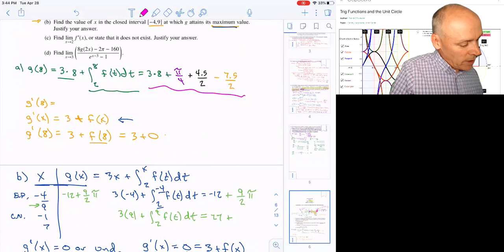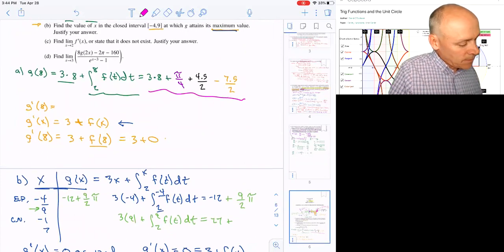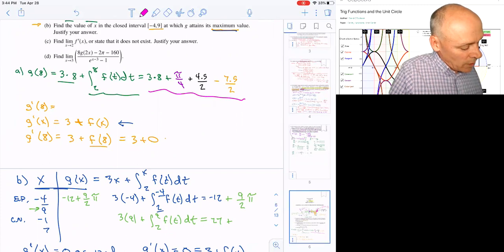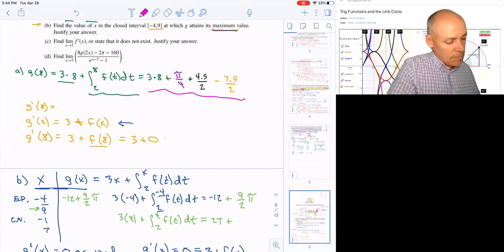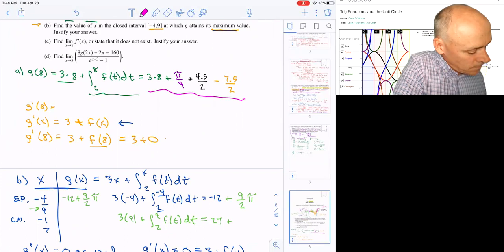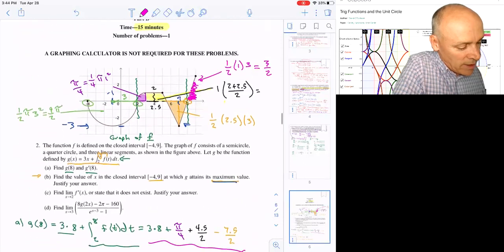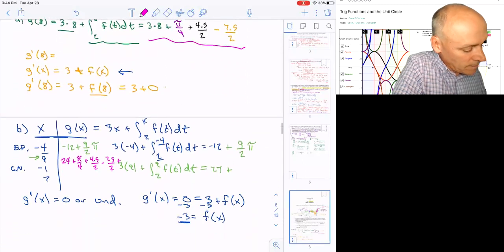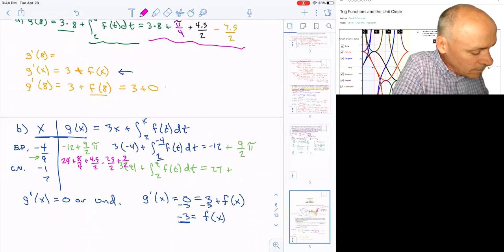So that is going to be 24 plus pi over 4 plus 4.5 over 2 minus 7.5 over 2 plus that last piece I just came up with, 3/2. Okay.